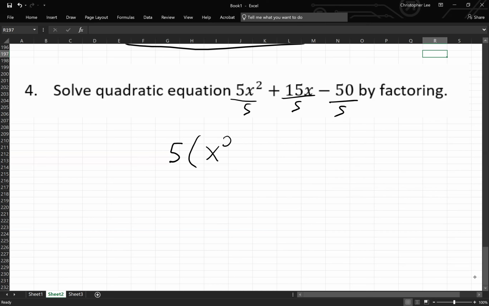X squared. Good. Perfect. That was perfect. Now, I want to factor this. I have x squared plus 3x minus 10.